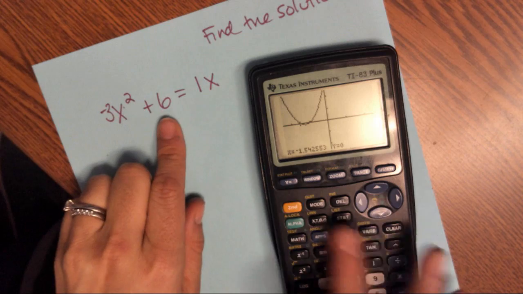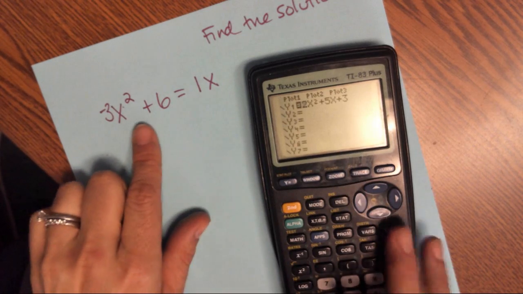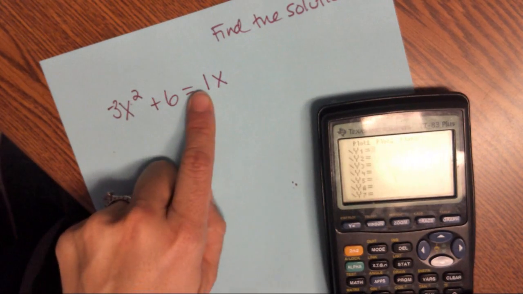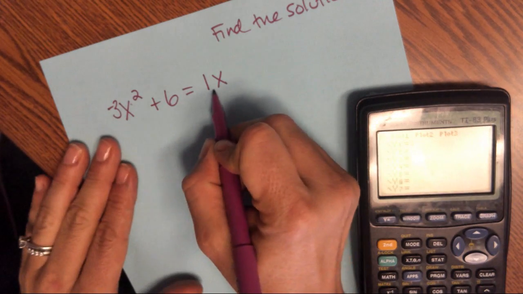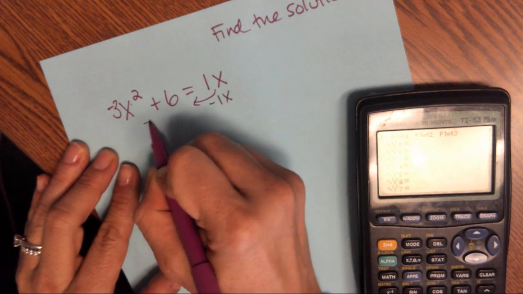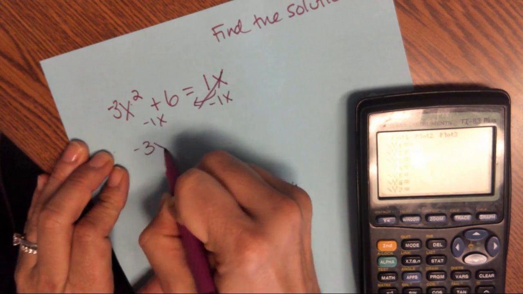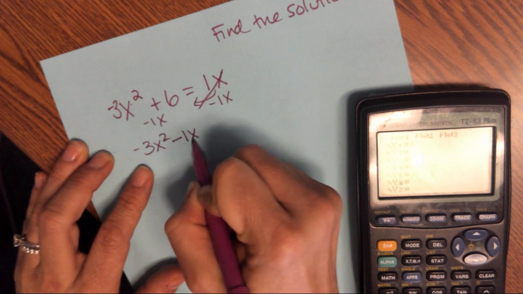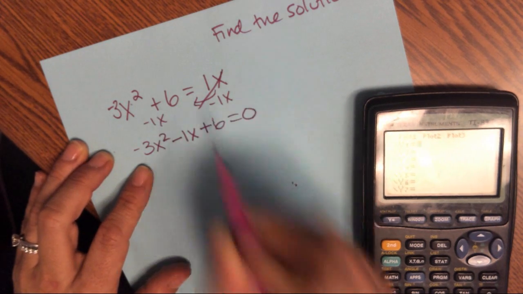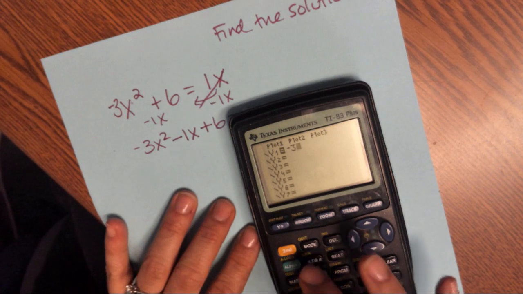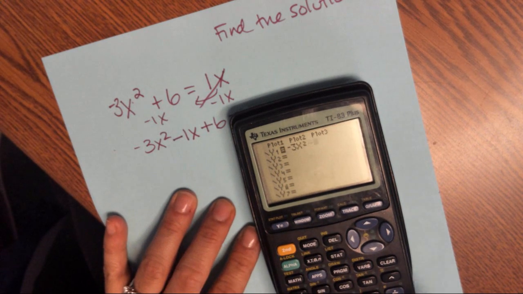So in order to put that in my calculator, remember, it has to be equal to 0. So I need to move that over here by subtracting 1x, and I get negative 3x squared minus 1x plus 6. So when we graph it, we got to make sure that there are solutions.